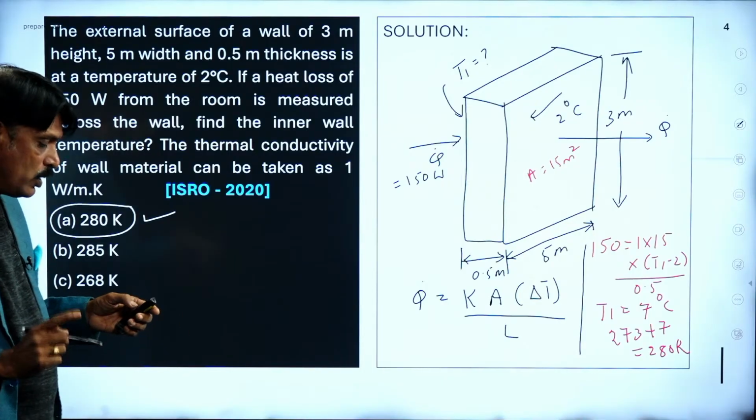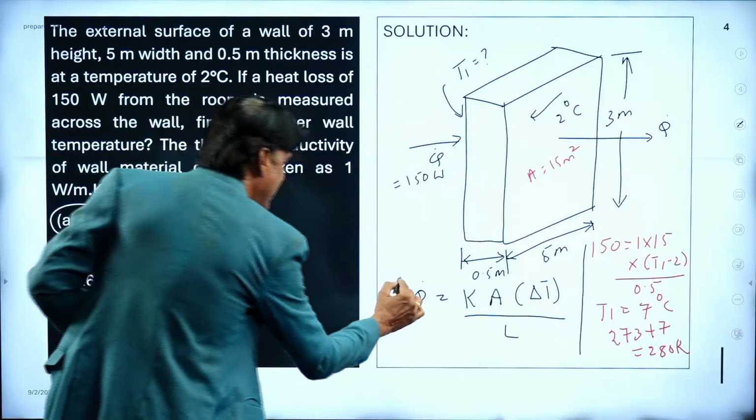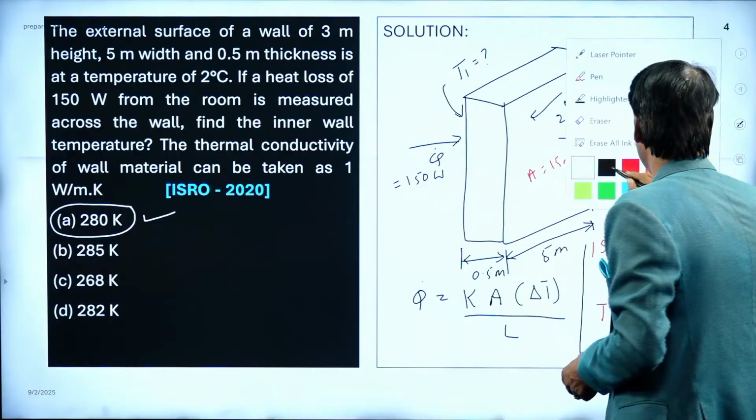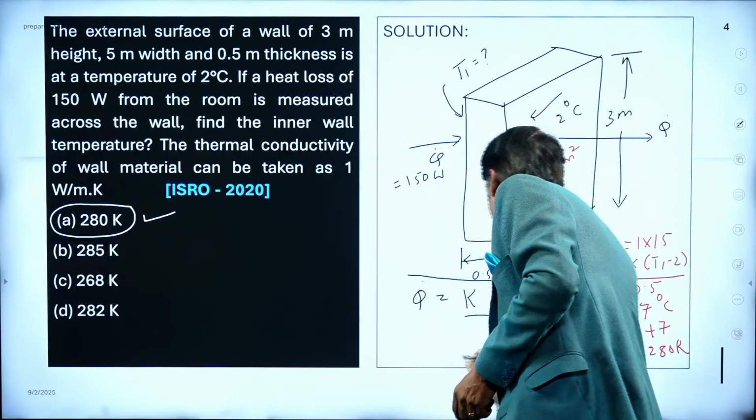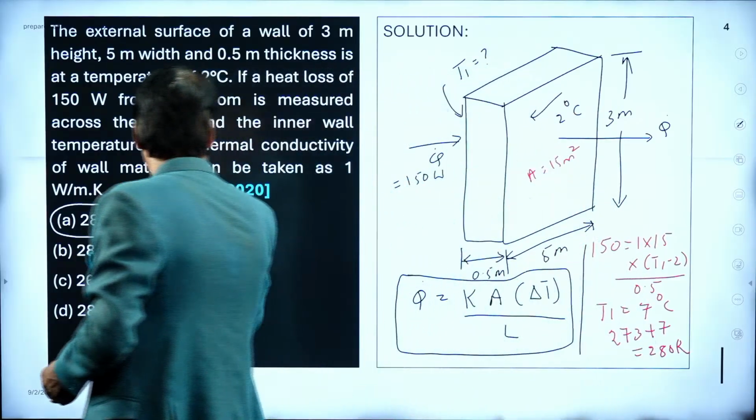I will roll to the next question. This particular question is based on a very simple concept, the very first one, based on your Fourier law applicable for steady state. Why I took steady state is because time is not asked.